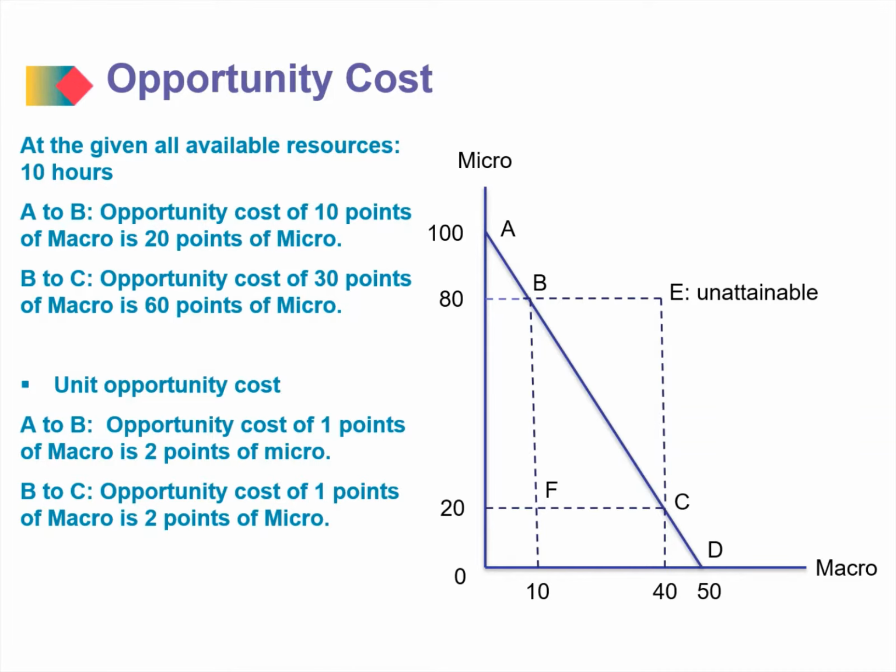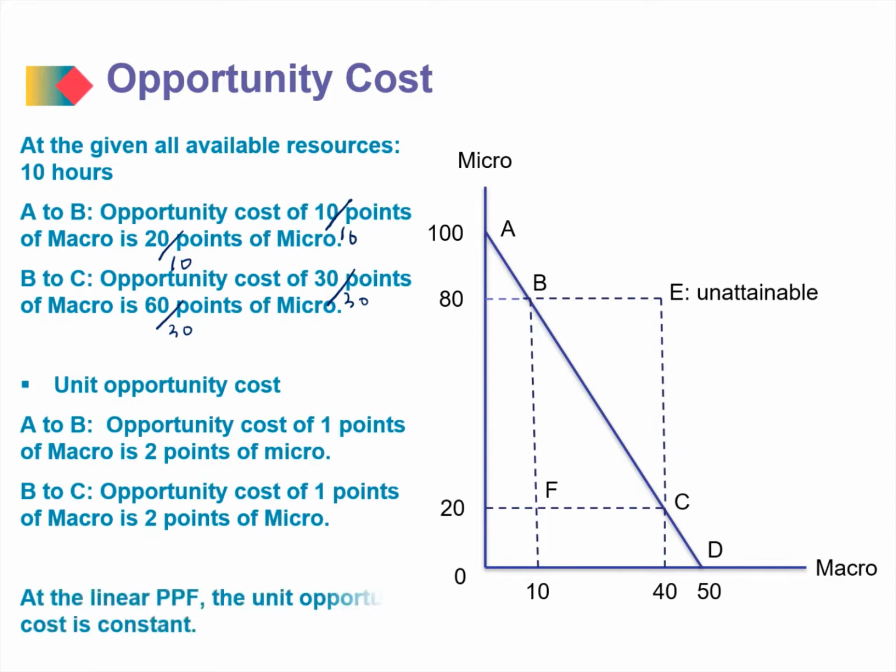From the point A to B, you calculated the opportunity cost of 10 points of macro. Instead of 10 points, we like to calculate the opportunity cost of 1 point of macro. If you divide for both micro and macro, the opportunity cost of 1 point of macro is 2 points of micro. In a similar way, from the point B to C, the opportunity cost of 1 point of macro is 2 points of micro when you divide by 30 points.